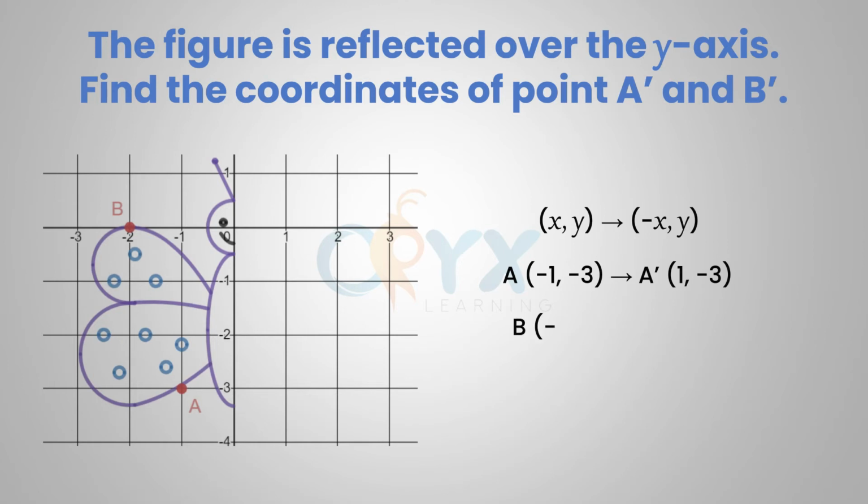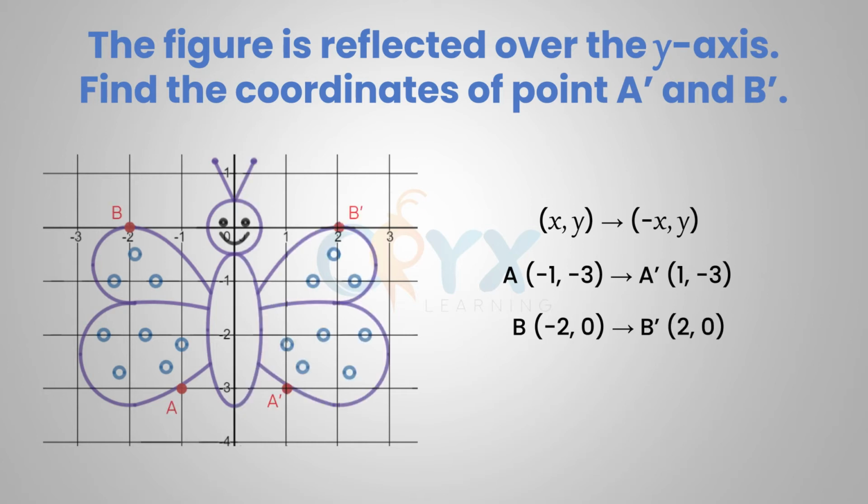Point B is originally (negative 2, 0). If I multiply the x value by negative 1, negative 2 times negative 1 is 2, so B' becomes the point (2, 0). This allows me to finish the graph, which becomes a butterfly.